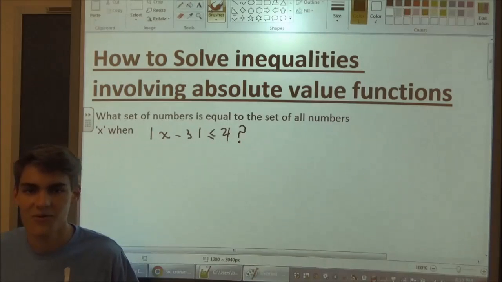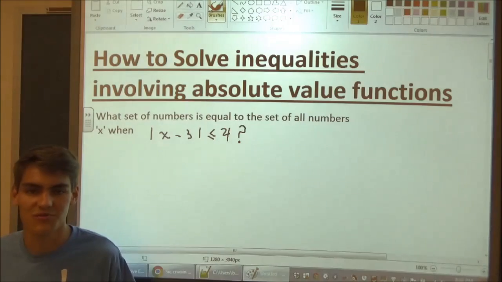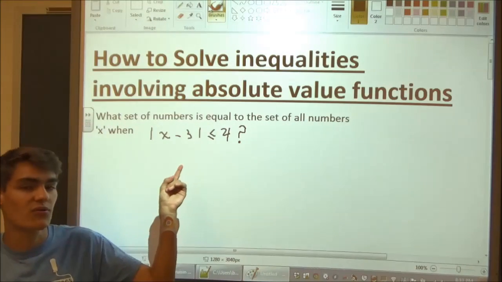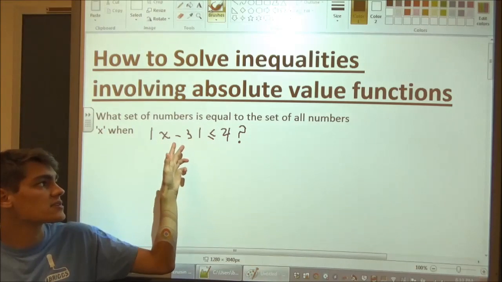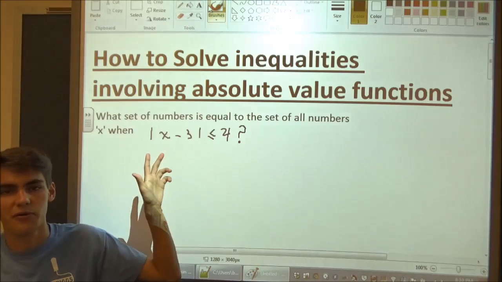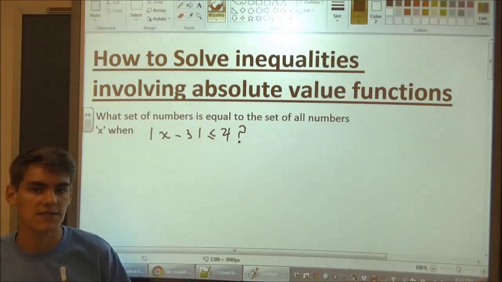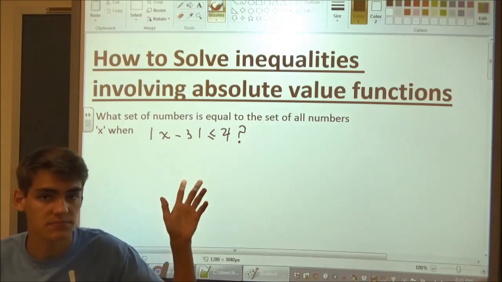Hey everybody, today I want to talk to you about how to solve inequalities involving absolute value functions. This is the type of question that this concept will pop up in, something where you have these weird bars and then an inequality involved in the equation that you're solving. And you're looking for a description of x that will describe this inequality.